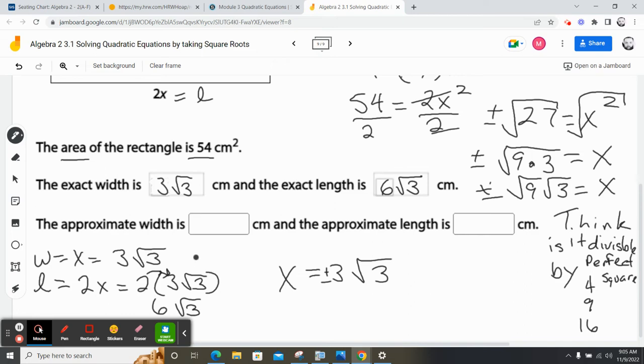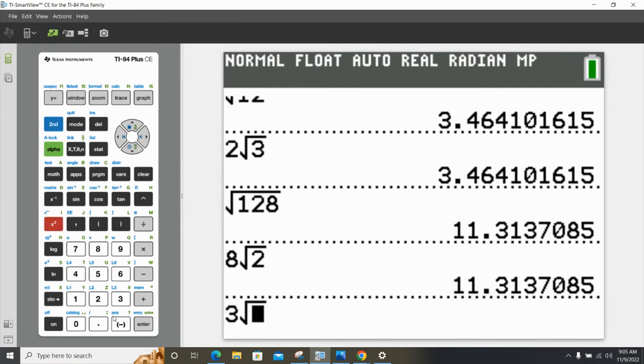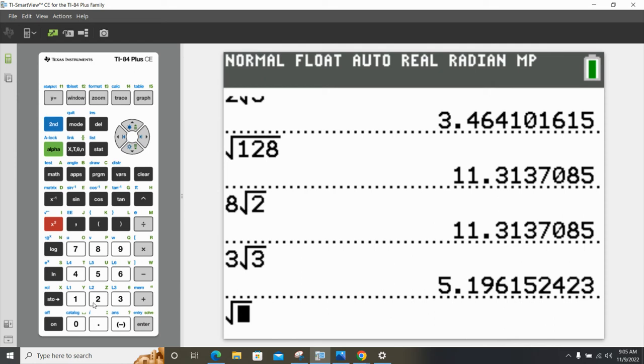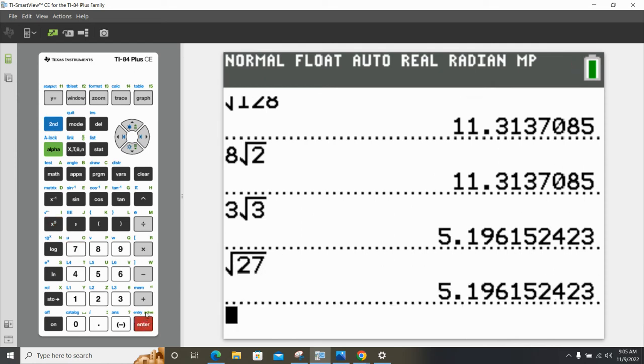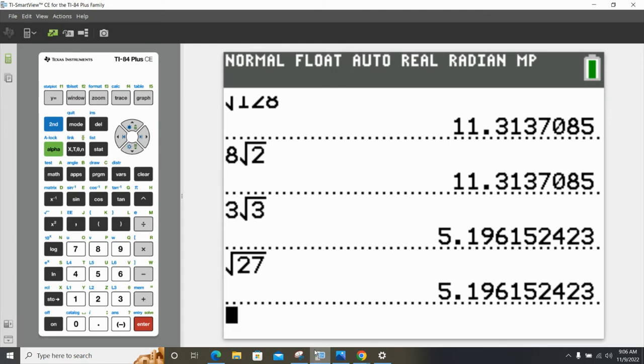Okay. Then to do the decimal approximation, you just plug it into the calculator, right? So I say 3 times the square root of 3. And if you're not sure you did your simplification of the square root right, you could take the square root of 27. It should be the same, right? So that's rounding to the nearest tenth. So what's the nearest tenth on that? 5.2, right?